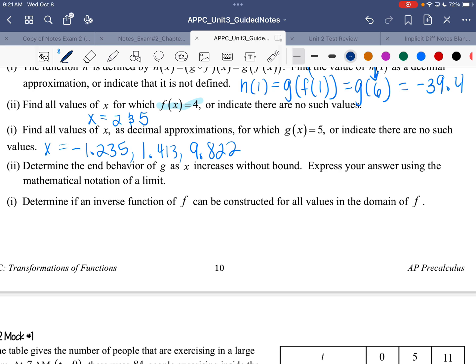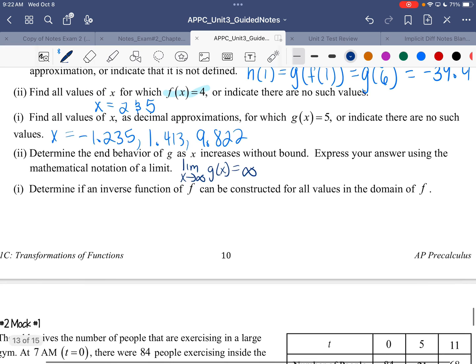I don't know what that means. X goes to positive infinity. Okay. What's the limit going to say? The limit of g of x. And so what are the y values going to? Well, look at your graph. Positive infinity. Yes. I said that.